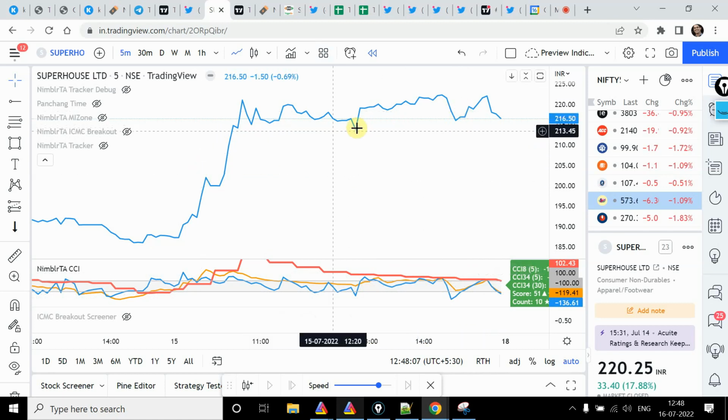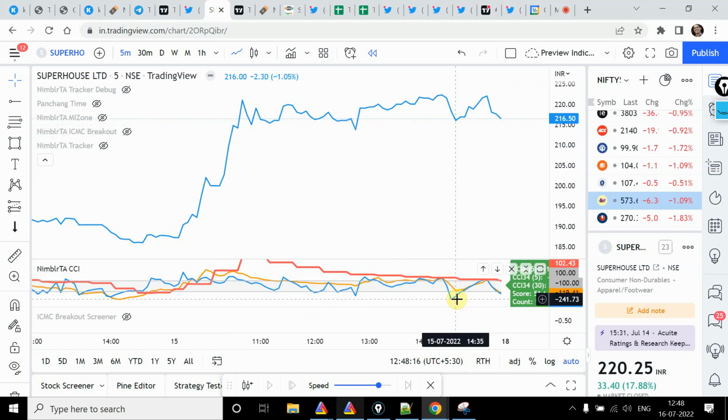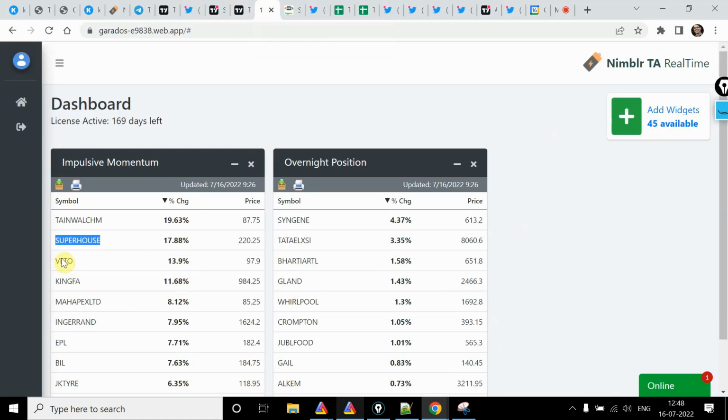It is already creating a higher, higher low. Yeah, this is creating a higher low over here. So I would like to take an entry over here as well. So I am taking the guidance of this widget, but I am taking the position on a lower time frame, because entries and exits are based on the lower time frame. This is the impulsive widget.